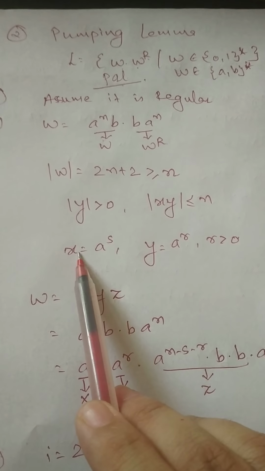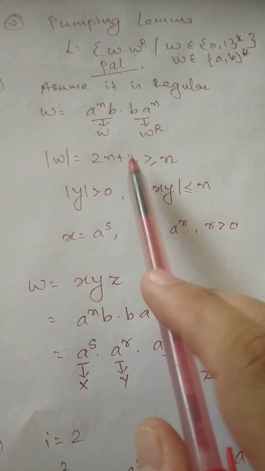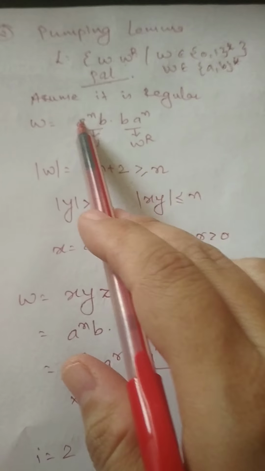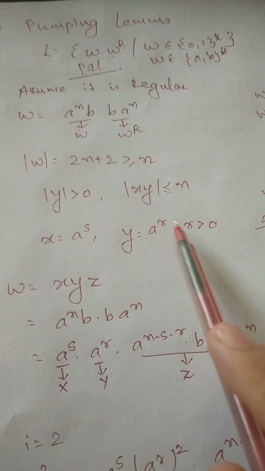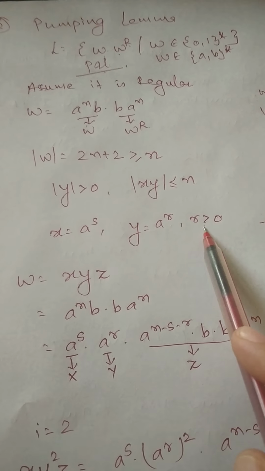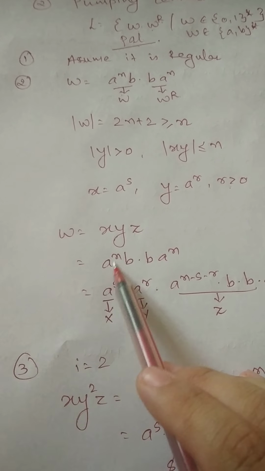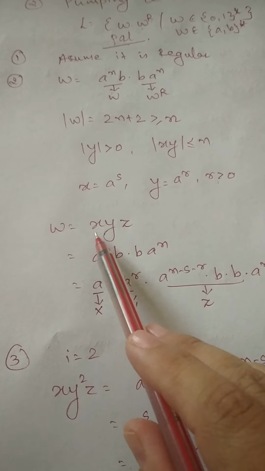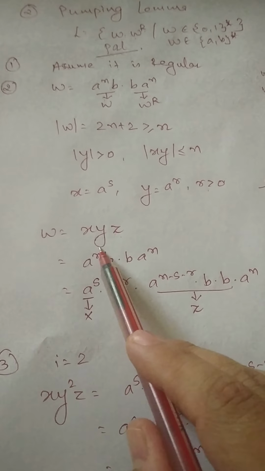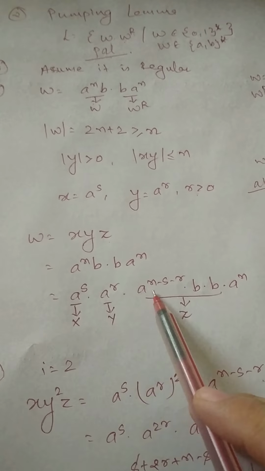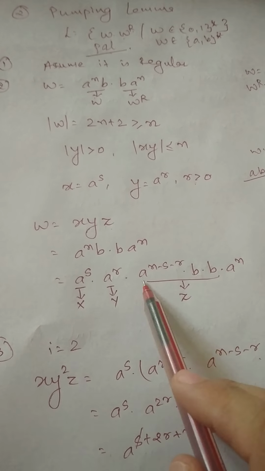So here, for the sake of simplicity, as we have already discussed, the first part will be divided, so it will be easier for you to prove. Suppose we take x as a raised to s, and y again the same, a raised to r, and r should be greater than 0 according to the theorem given to us. So w will be in the form of x, y, z. Here a raised to n, b raised to n. In the form of x, y, z, first a raised to s will be x, a raised to r will be y. We have to make the overall occurrences of a equal to n, so the remaining will be n minus s minus r, and the remaining string as it is.